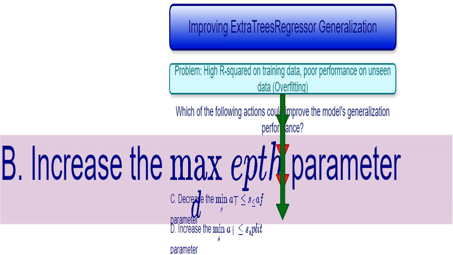Increasing max_depth lets each tree grow deeper, potentially leading to overfitting. That's bad. A deeper tree can capture more noise from the training data and perform poorly on new data. Think of it like overanalyzing a small detail and ignoring the bigger picture.